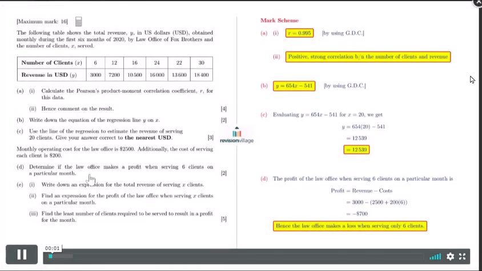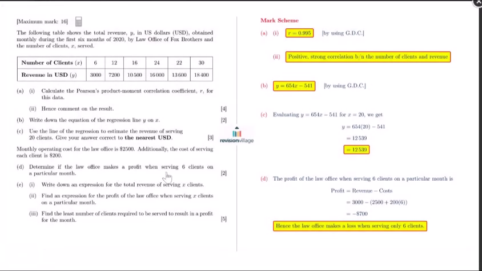Part D, determine if the law office makes a profit when serving 6 clients in a particular month. Now keep in mind that in our table at the top here, one of our data points was in fact the revenue on 6 clients, and that was $3,000. So we don't need to use our line of regression equation to find the revenue side of this.